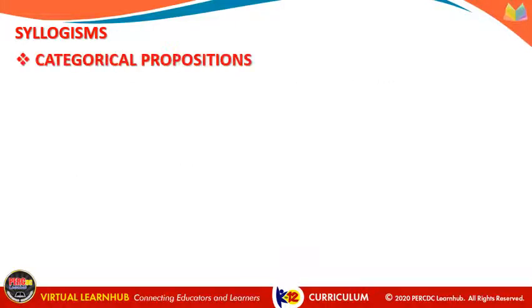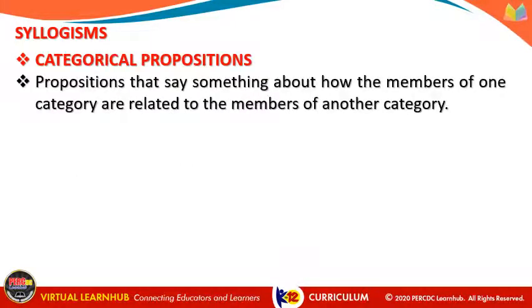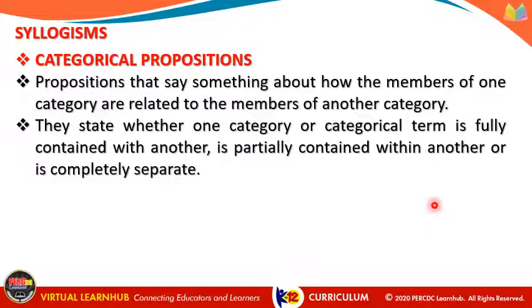Alright, what are categorical propositions? These are propositions that say something about how the members of one category are related to the members of another category. They state whether one category or categorical term is fully contained within another. It can also be partially contained within another, or it is completely separate. Let us have some examples.